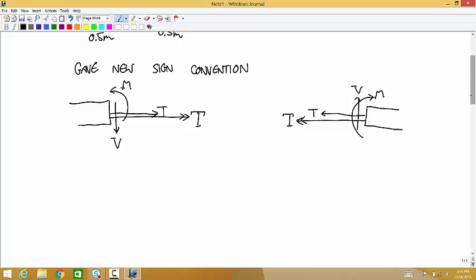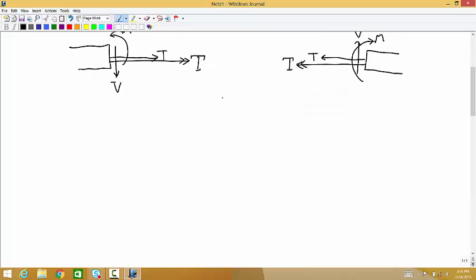So I'm going to do this problem again with the new sign convention. I don't think I did that last time. Oh yeah, the time before. So I'm going to do the above example again using this sign convention.